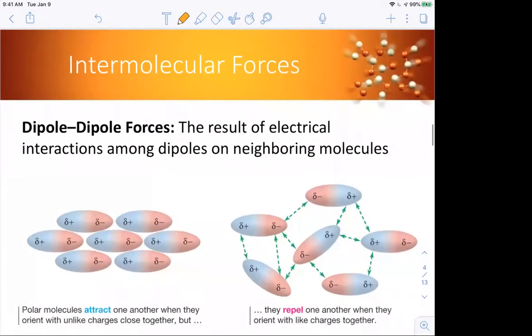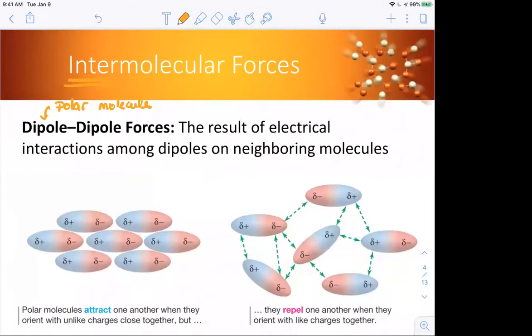Now, those groupings of van der Waals forces, one of them is called dipole-dipole. Again, if a molecule has a dipole, it's a polar molecule. So dipole-dipole forces are where I have electrical interactions that occur among dipoles on neighboring molecules. Remember, intermolecular force, which is going to be between molecules.